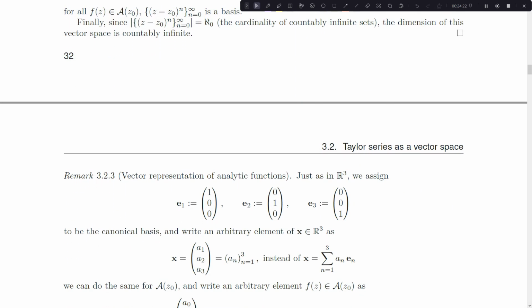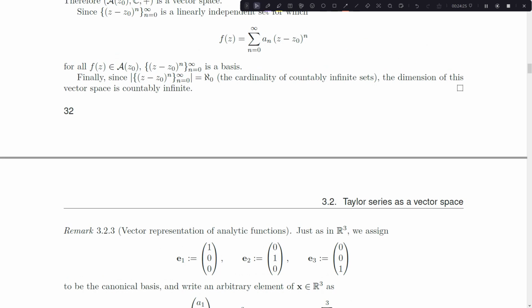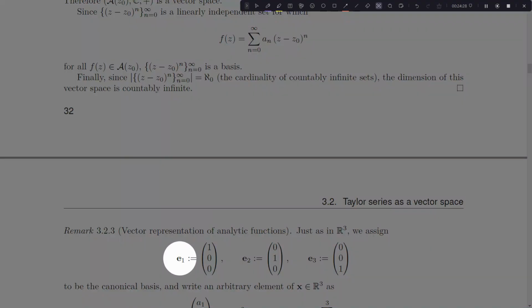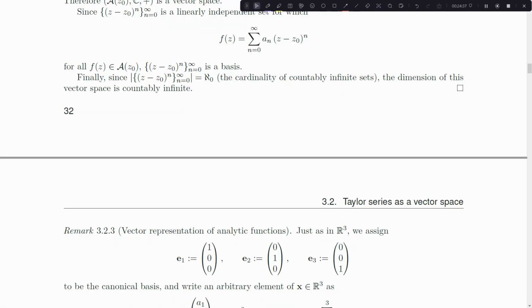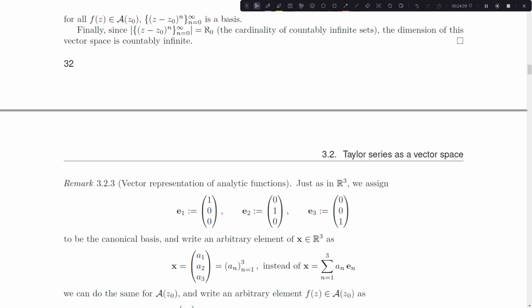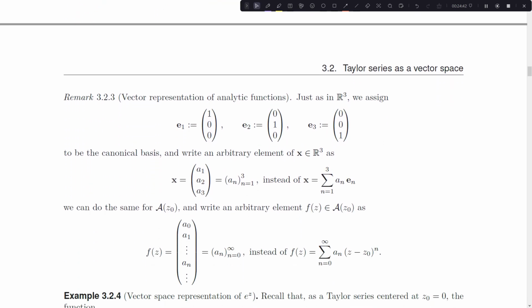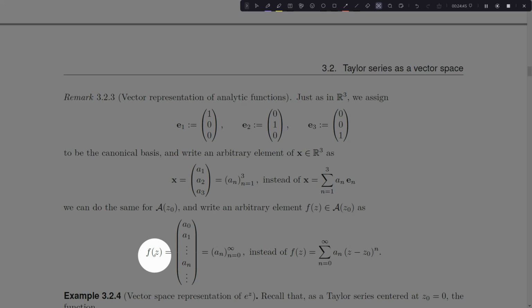Okay, so here's a remark. Just as in R3, we give the basis elements, the representation 1, 0, 0, 0, 1, 0, and 0, 0, 1, which is kind of the canonical basis in R3. I can do a similar thing with the analytic functions. I can actually represent analytic functions, this is f of z, as an infinite vector.